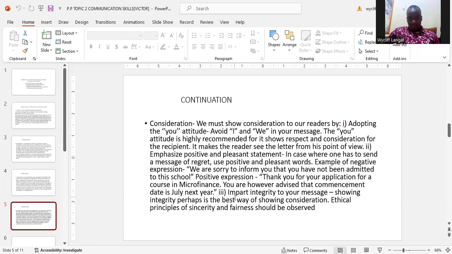We have number three, impart integrity to your message. Showing integrity perhaps is the best way of showing consideration. Ethical principles of sincerity and fairness should also be observed.